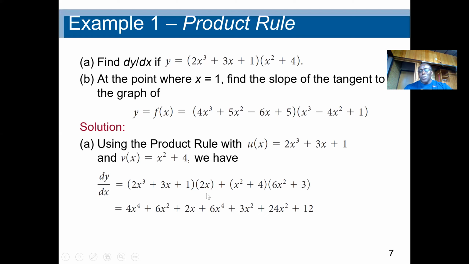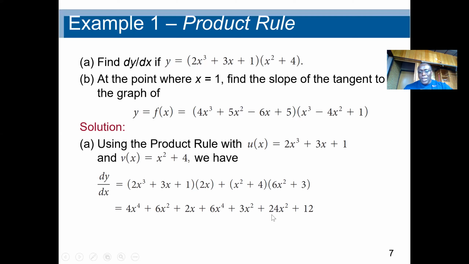So we remove the parentheses. 2x multiplied by 2x cubed will give me 4x to the power 4. Plus 2 times 3 is 6, x times x is x squared. Plus 1 times 2x will give me 2x. The same thing here, x squared times 6x squared will give me 6x to the power 4. Plus x squared times 3 will give me 3x squared. Plus 4 times 6 is 24x squared. Then 4 times 3 is 12.